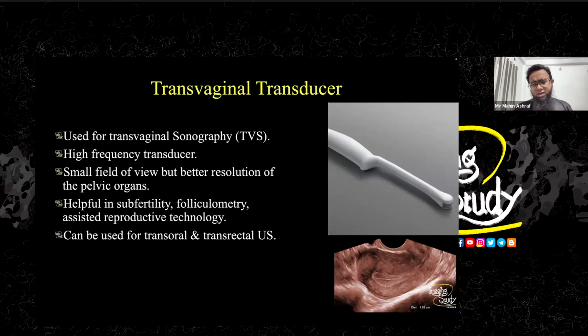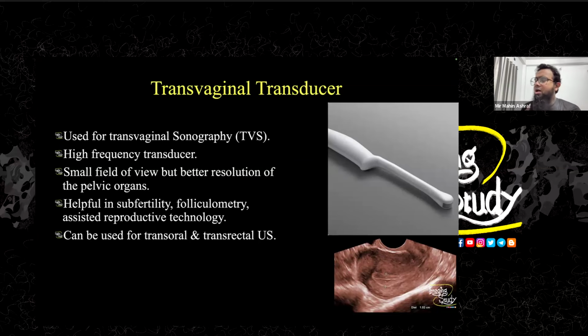Now come to this. Depending on these three types of transducer, we have some advanced transducers which we use, like transvaginal, transrectal, 3D, and many different transducers. So come to the transvaginal transducer or TVS probe. This is an endocavitary probe we use for transvaginal sonography. Don't use this transducer only for the transvaginal ultrasound.